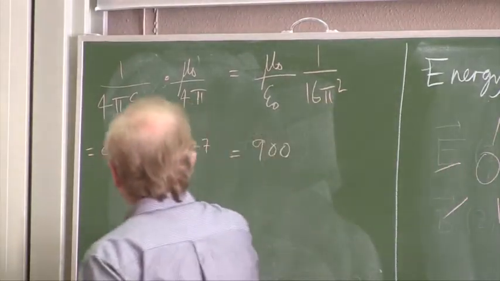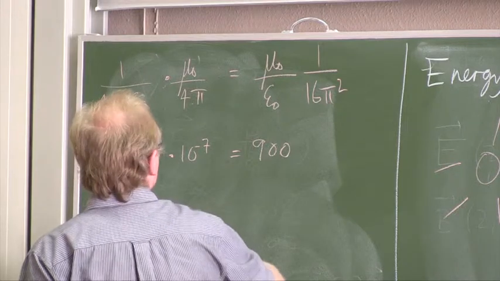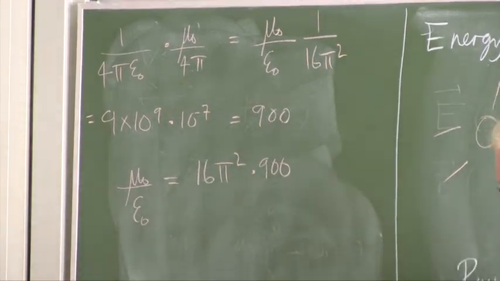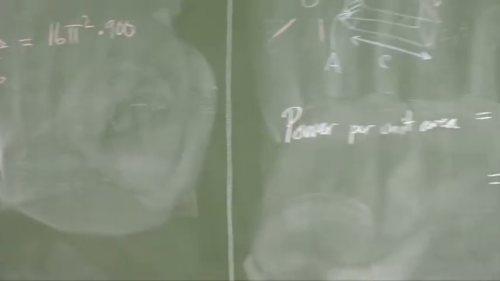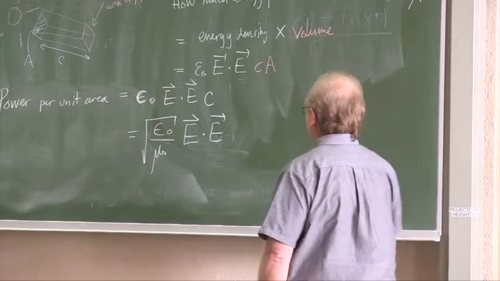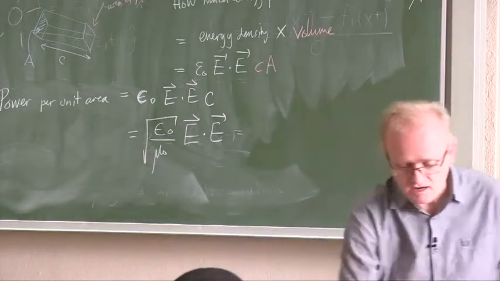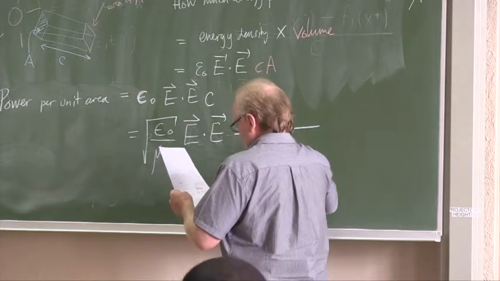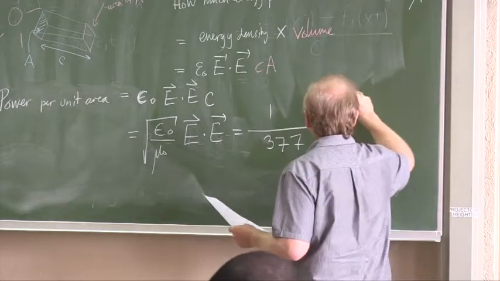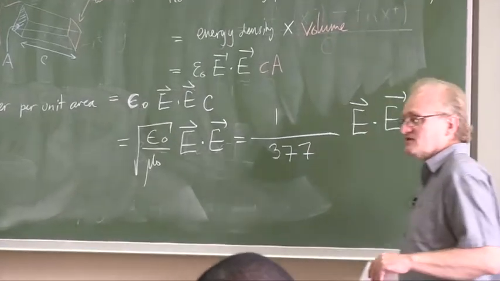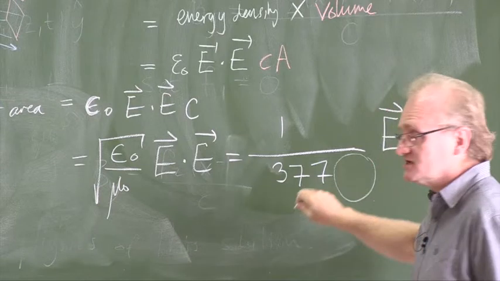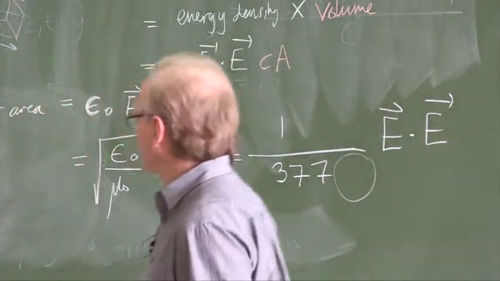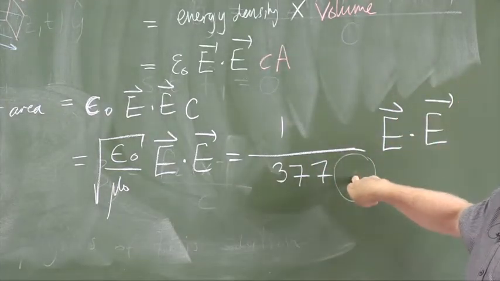Okay? So you can check that mu naught over epsilon naught is equal to 16 pi squared times by 900. And I plugged some numbers in, and what I get for the square root of epsilon naught over mu naught is 1/377. And what I would like you guys to check is, what are the units of this number? So what is that 377? Is it a meter? Is it a coulomb? Is it an amp? So I want you guys to check right now, what are the units of this number?